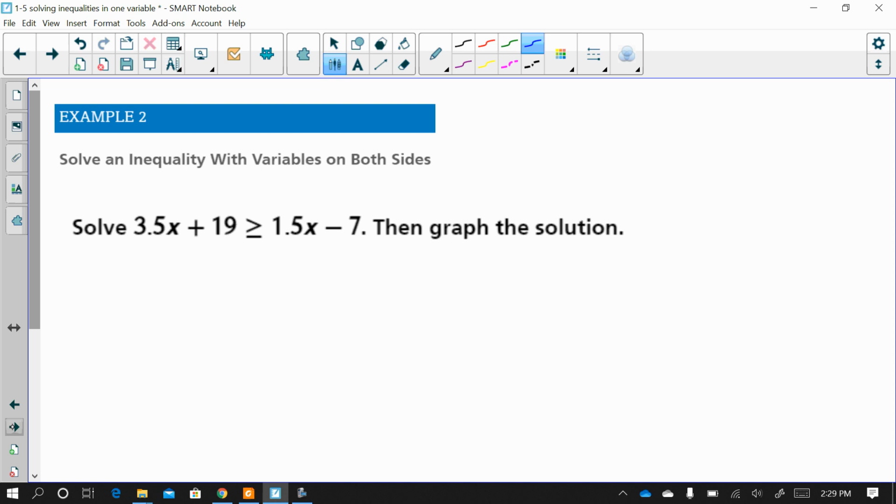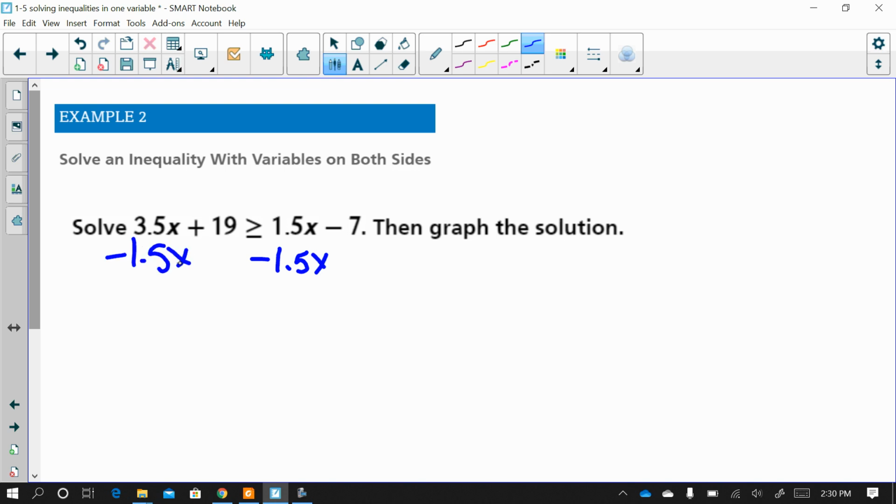Okay, so now a little bit harder. We have a variable on both sides. So again, just like equations, we're going to get all of our variables on one side, everything else on the other. It's your choice what you move first. I personally prefer to move the x's first. I always look for the smaller. So looking at this problem, 3.5 versus 1.5, 1.5 is smaller, so I'm going to subtract 1.5x from both sides.